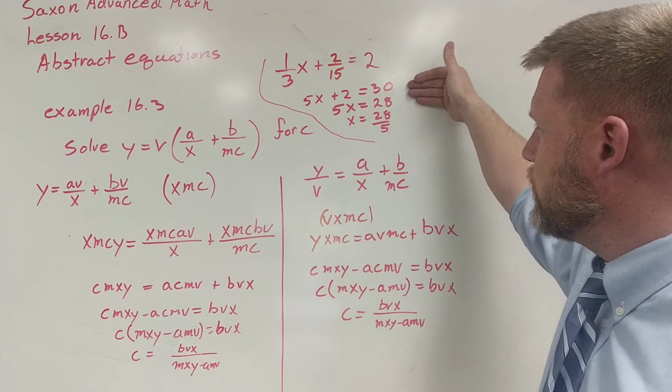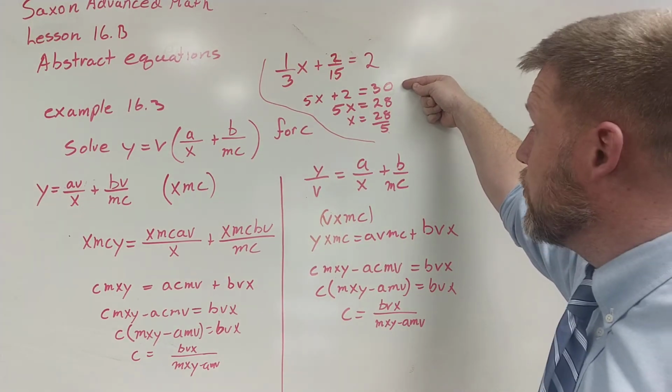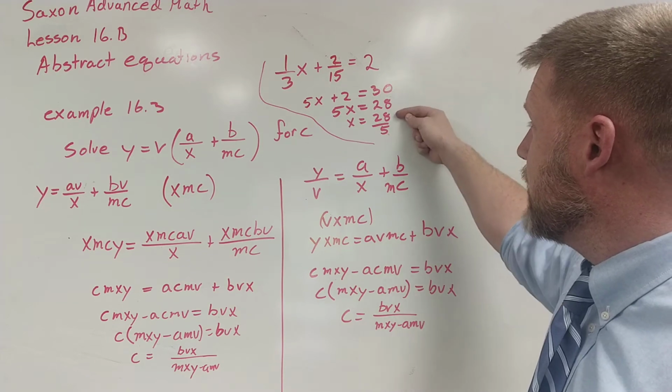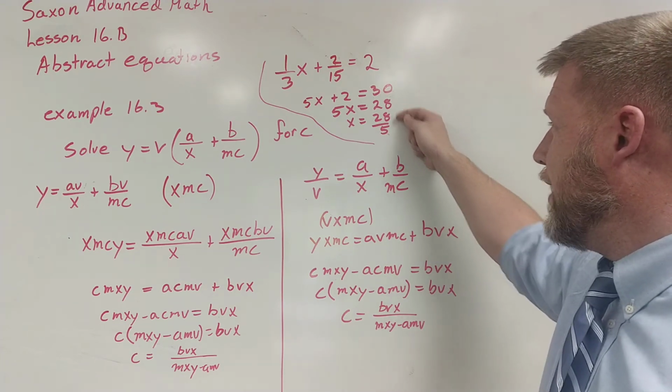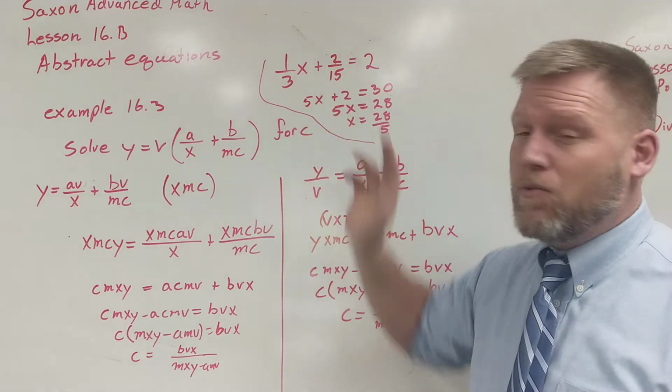And now I have this equation right here, which is a lot easier to work with. Subtract 2 from both sides, that gives me 28. Divide both sides by 5 and get 28 over 5 is what x is, and that works out.